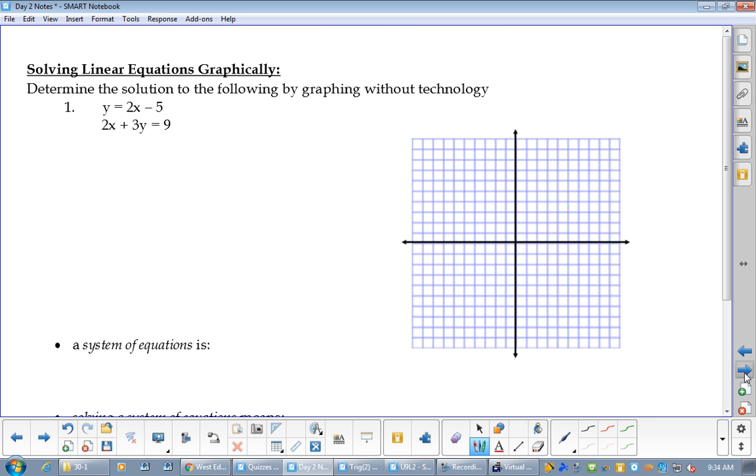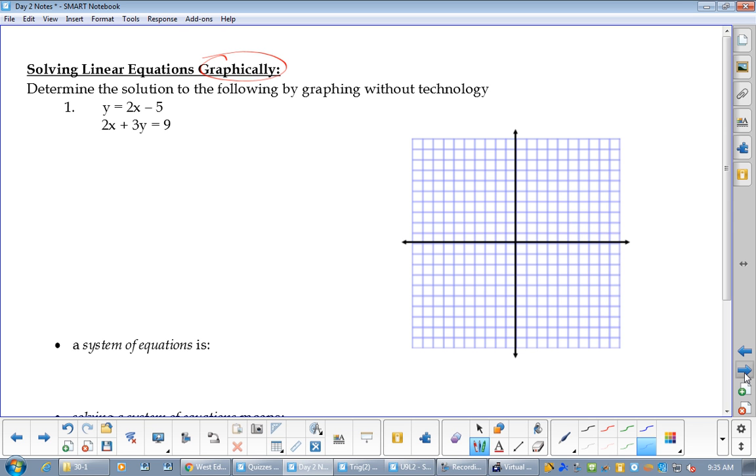Now, we want to solve these linear equations. Today we're just going to learn it by technology. Oh, sorry, we're doing it graphically, but I want to prove it using technology as well. Maybe we are just going to stay away from it today. But I want to show you both ways.